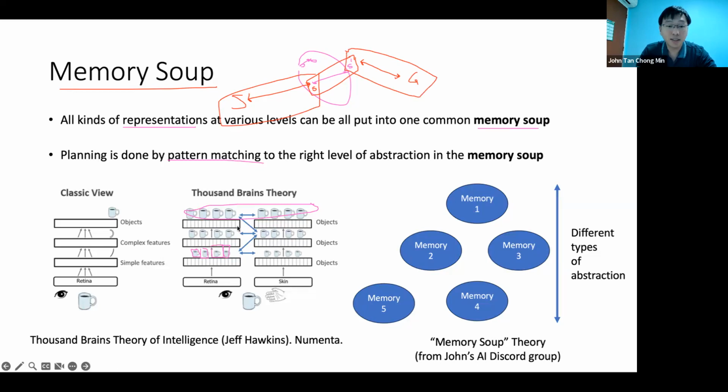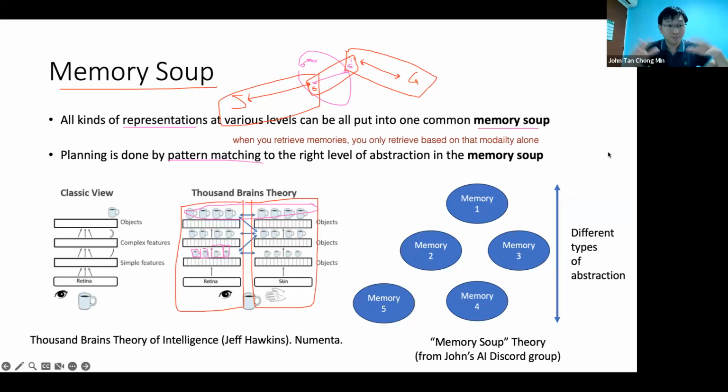So one thing that I have for this memory soup is that all these different modalities, like vision and sensory stuff, could all form part of the same memory soup. But when you retrieve memories, you only retrieve based on that modality alone. When you store the memory, you can store everything together, visual, audio, and so on.